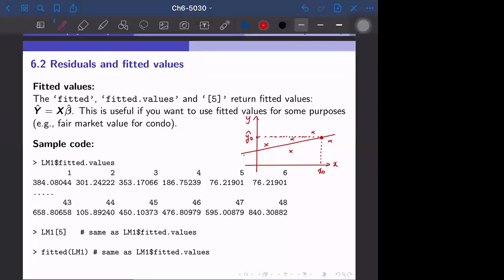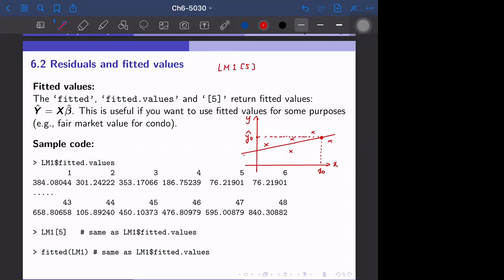Hi, section 6.2, the residuals and fitted values. The fitted function, or fitted dot values, is just the fitted object of the LM object, the LM1 for example, which returns the fitted values, the y hat. So y hat is the expected value of y when only x is given.